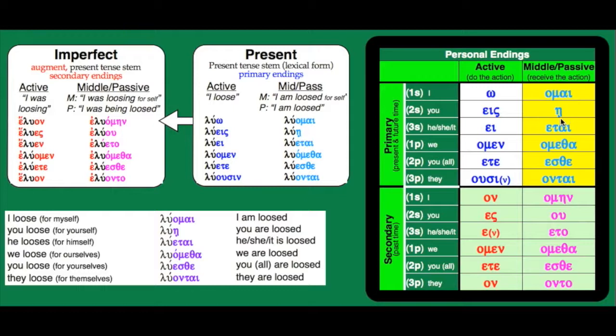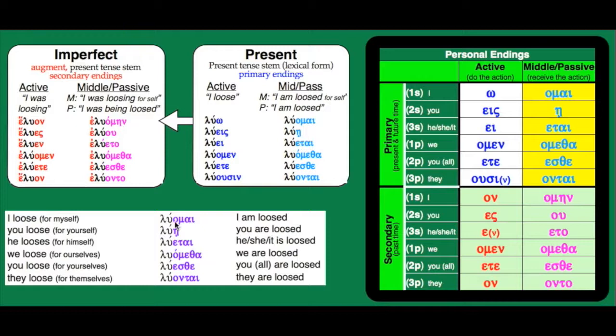Amai, a, atai, amatha, estha, antai. Say them with me. Amai, a, atai, amatha, estha, antai. And again, do it like a cheer, or a chant, or whatever you prefer. But notice what happens now when we put these on the end of this verb stem lu.